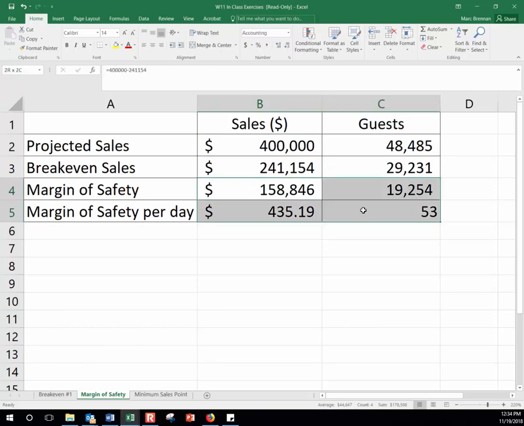So this would be a big enough margin of safety. Anything below 10, anything below even 15, 20 covers, and sales that are quite closer to the actual break-even amount, you start to be a bit more concerned.